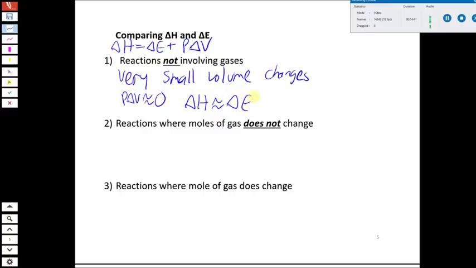So even though delta H is a little bit simpler to measure because it only depends on heat, not on heat and work, it turns out the magnitude of delta H ends up being almost the same as delta E.